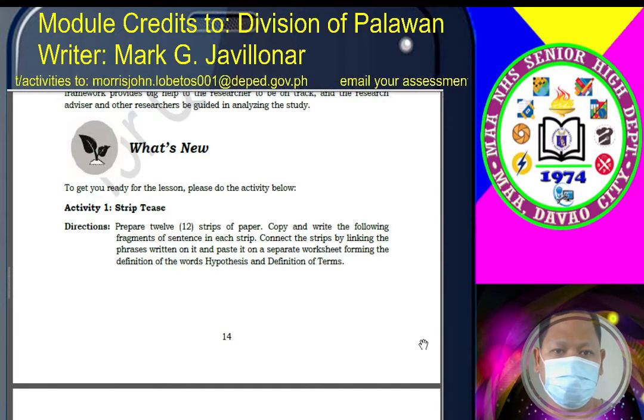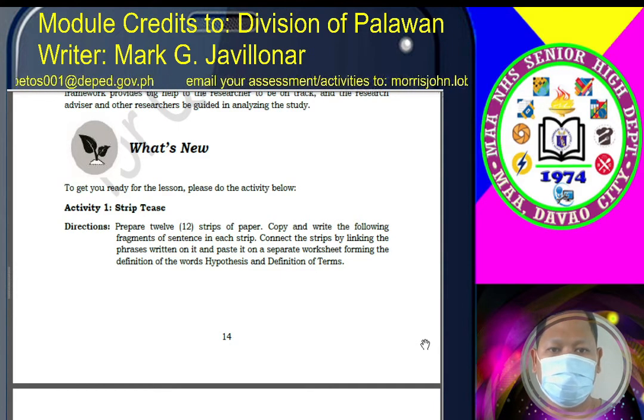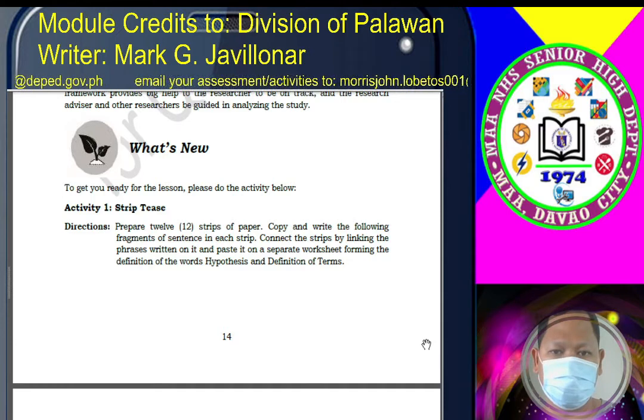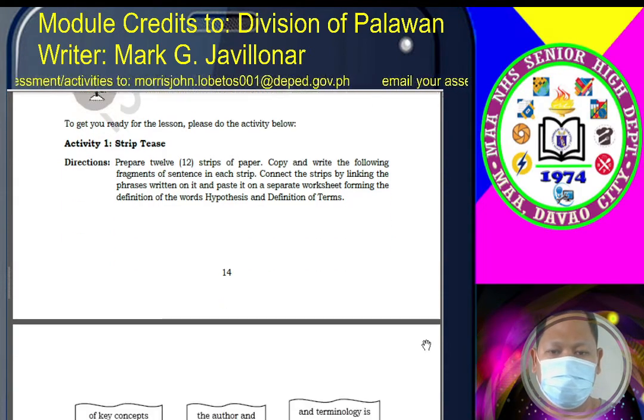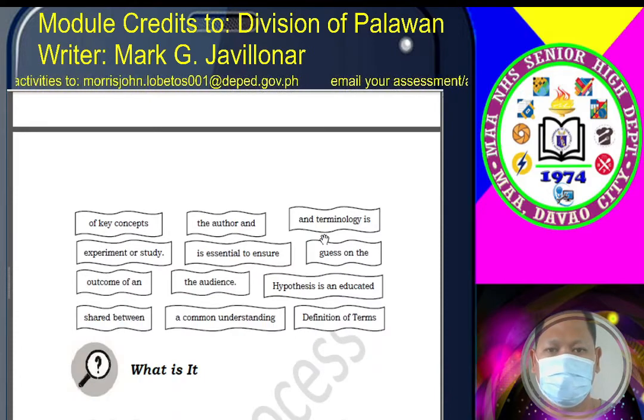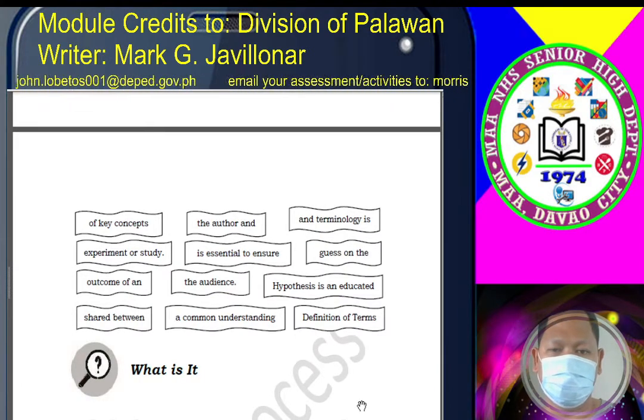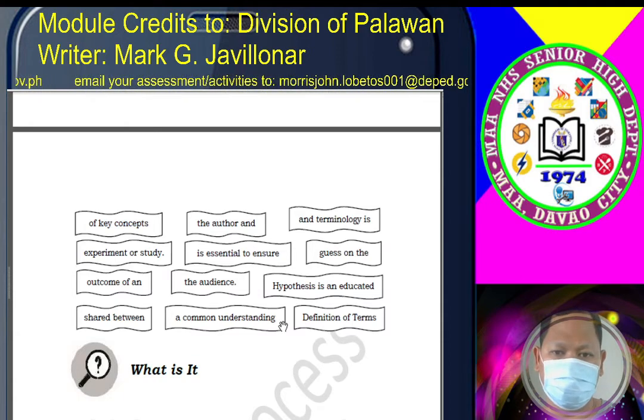Activity 1, striptease. Prepare 12 strips of paper, copy and write the following fragments of sentences on each strip. Connect the strips by linking the phrases written on them and paste them on a worksheet, forming the definition of the words hypothesis and definition of terms. Okay, these are the strips. Just copy this on your paper, then cut the strips and connect them to form the definition of the hypothesis and definition of terms.